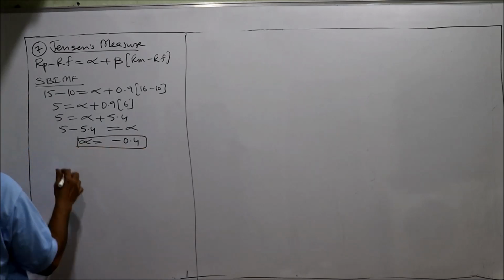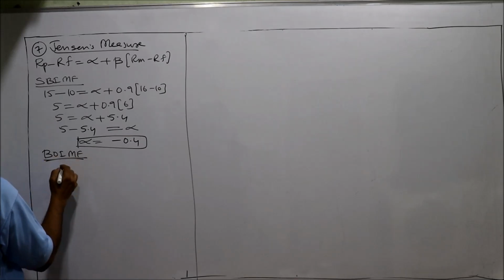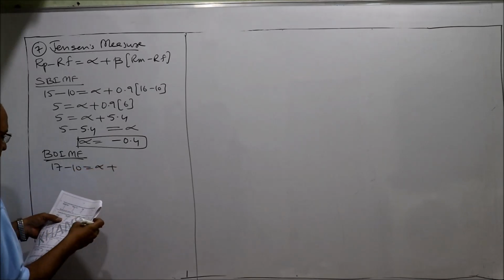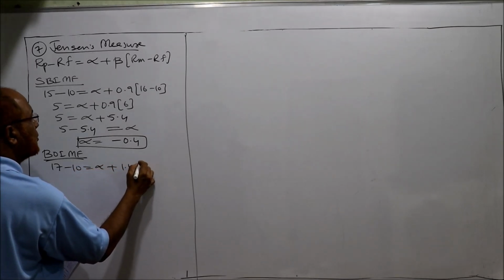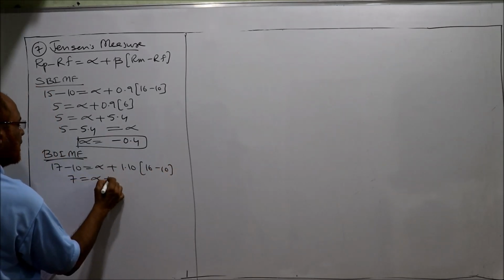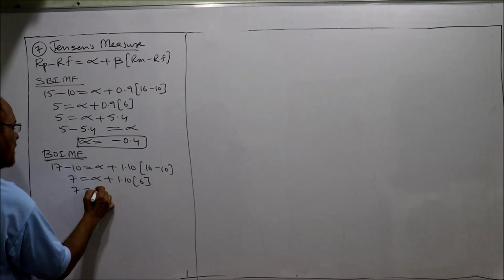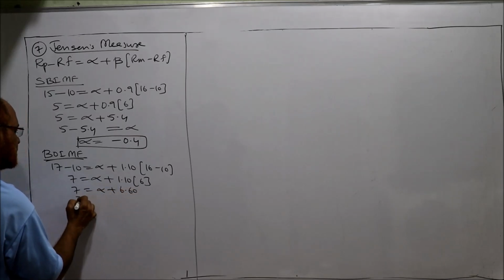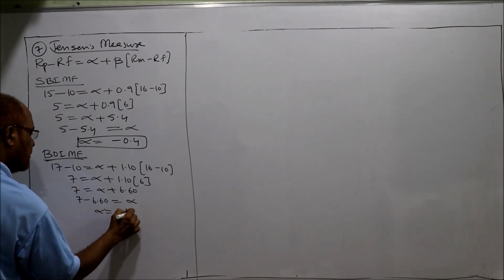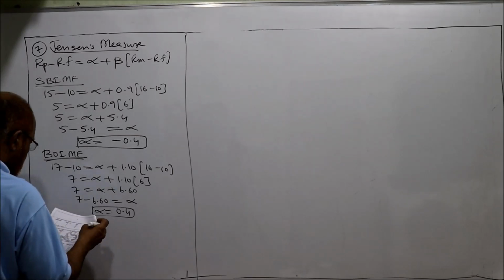This is the alpha. Next fund is BOI mutual fund. The return on BOI is 17%. 17 minus 10 is equal to alpha plus beta, which is 1.10, into market return 16 minus 10. So 7 is equal to alpha plus 1.10 into 6. Alpha plus 6.60. So 7 minus 6.60 is equal to alpha. Alpha is equal to 0.4.